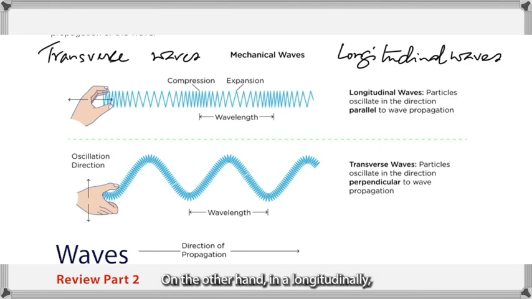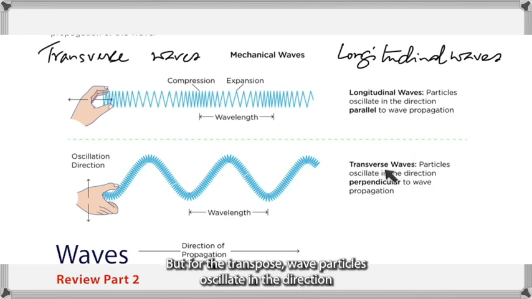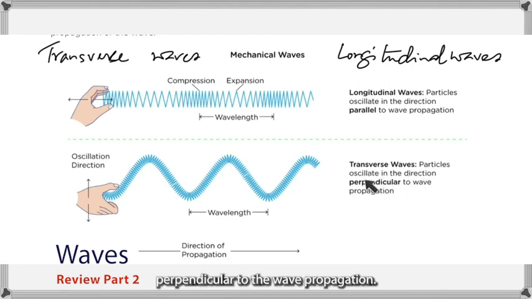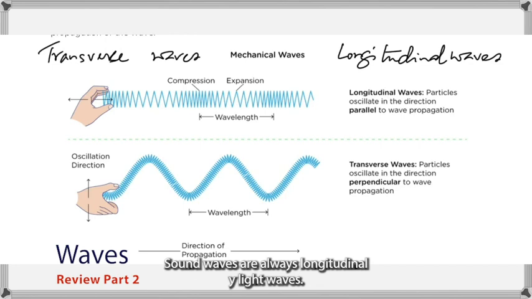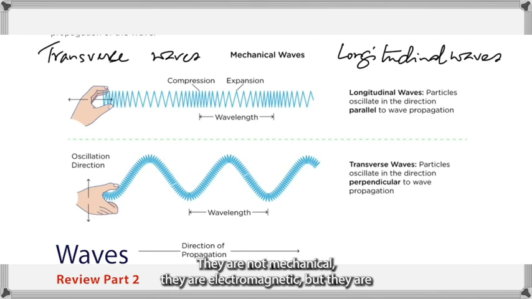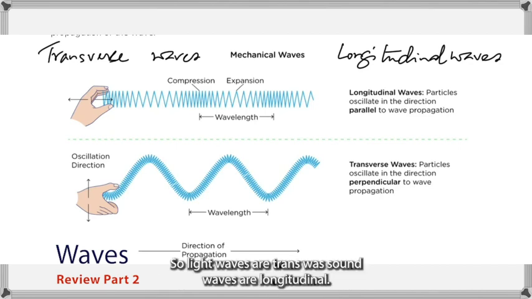On the other hand, in a longitudinal wave, particles vibrate along the x-axis and energy also moves along the x-axis. So that's why here you see particles oscillate in the direction parallel to wave propagation. But for a transverse wave, particles oscillate in the direction perpendicular to the wave propagation. So that's the difference between longitudinal and transverse waves. Sound waves are always longitudinal, while light waves, they are not mechanical, they are electromagnetic, but they are transverse. So light waves are transverse, sound waves are longitudinal.